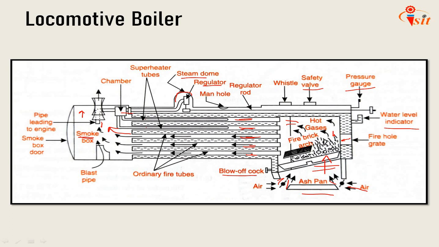The fire tubes are placed inside the barrel. Some of these tubes are of larger diameter and others are of smaller diameter. The superheated tubes are placed inside the fire tubes of larger diameter. The heat of the hot gases is transmitted into the water through the heating surface of the fire tubes. The steam generated is collected over the water surface.